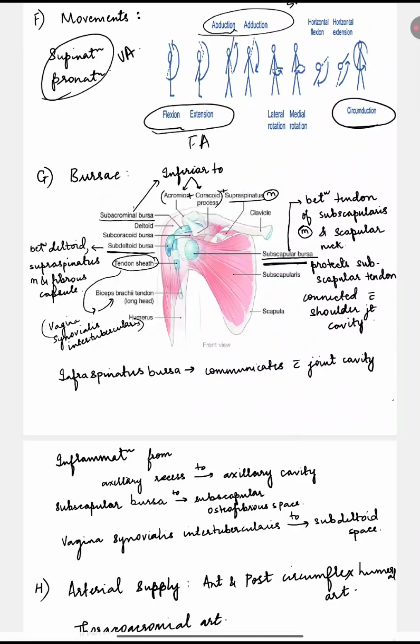Subscapularis bursa. It is lodged between the tendon of the subscapularis muscle and the scapular neck. It protects the subscapular tendon and connects with the shoulder joint cavity. Subdeltoid bursa is between the deltoid, supraspinatus muscle and fibrous capsule. Subacromial.